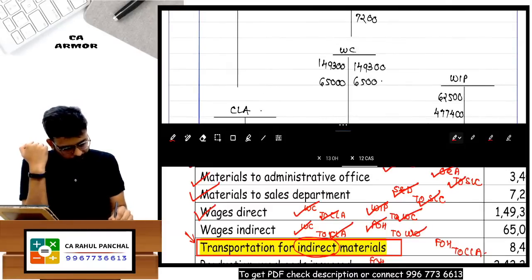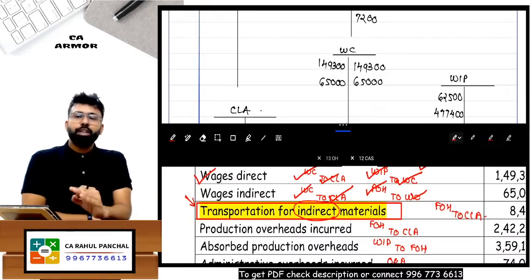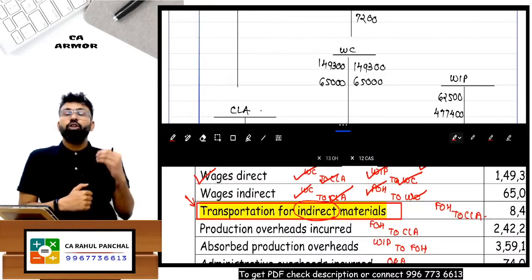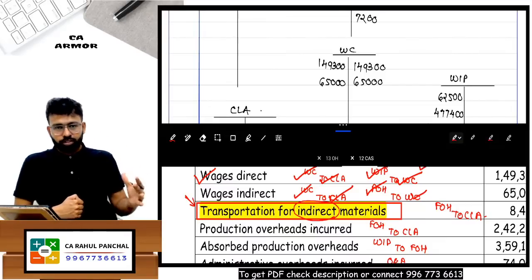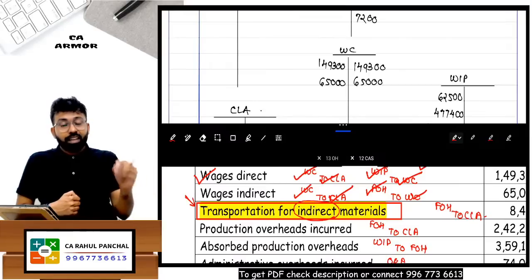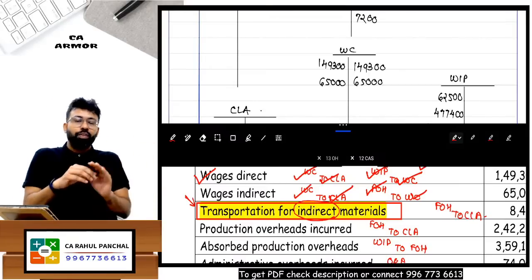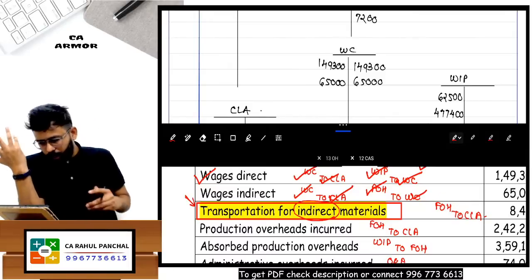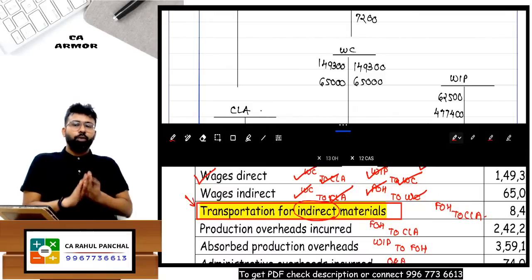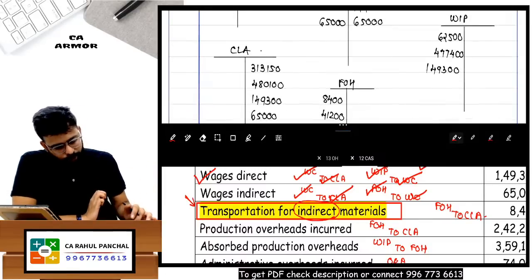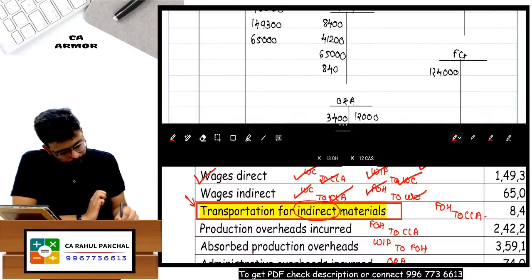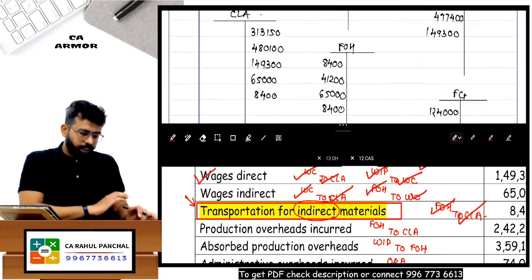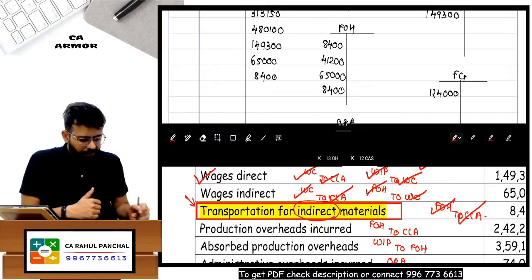Understandable. Now if I talk about transportation for indirect material, it has some different treatment. Please understand, when you say transportation of indirect material, it is an indirect cost, factory overhead. So when I say transportation for indirect material, it is a factory overhead part and to cash bank, we are not doing that. So factory overhead to CLA account. Now factory overhead account debit side, you will write down 8,400, and CLA credit side, you will write down 8,400. Done, sir, that is the payment entry.